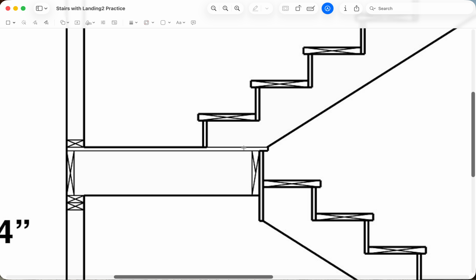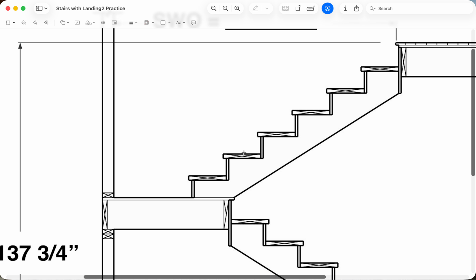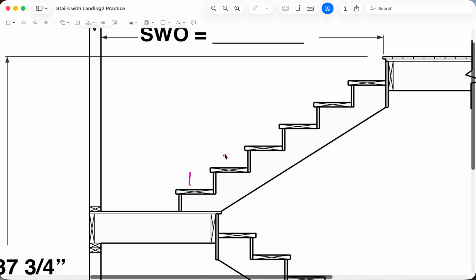Now, one thing we have to consider is that we have 1, 2, 3, 4, 5, 6 runs in the upper set. Each run is 10 1/4 inches. Okay, so 6 times 10 1/4 equals 61.5 inch total run. Okay, so that's taking us a certain distance.